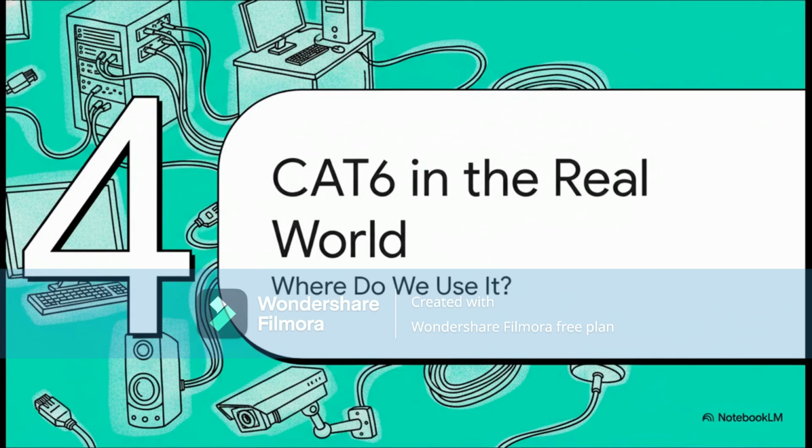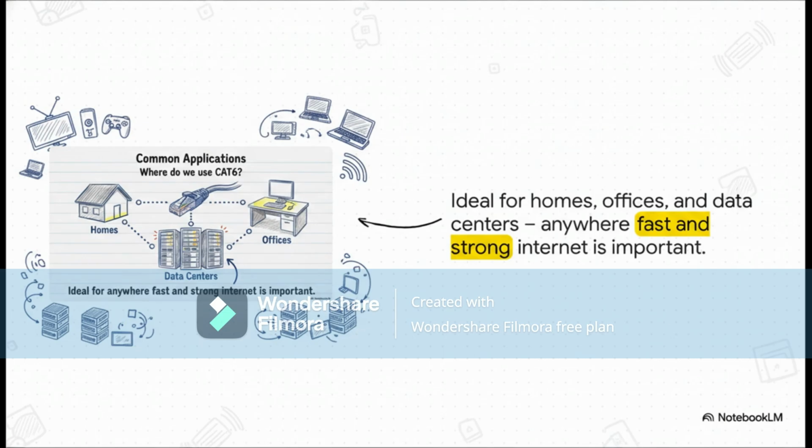Okay, enough of the technical stuff. Let's talk about where you'll actually see these cables out there in the real world. Honestly, you'll find them everywhere. At home, they're perfect for plugging a gaming PC or smart TV straight into the router to get the absolute best speed. In offices and your school's computer lab, they're the backbone of the entire network. And in those giant data centers that run the internet, they're absolutely essential. Basically, anywhere a fast, strong, and stable connection is a must-have, you're gonna find CAT6 cables.